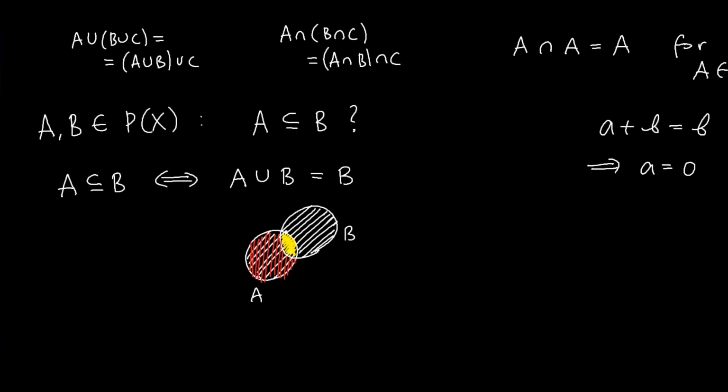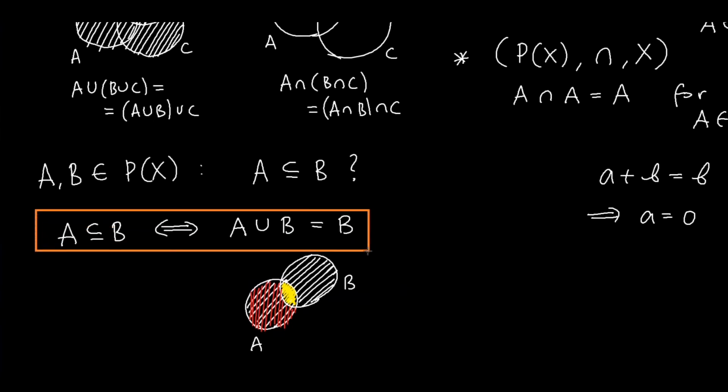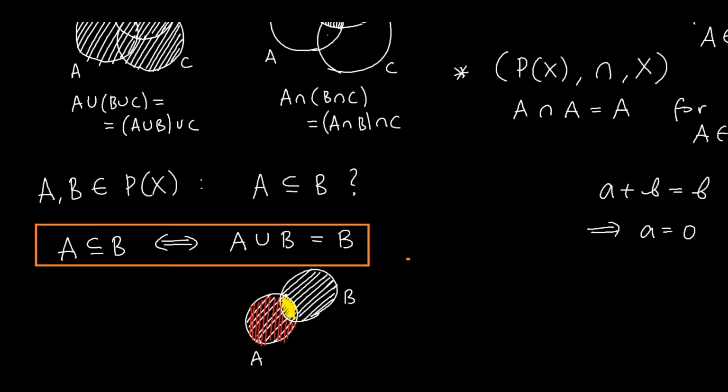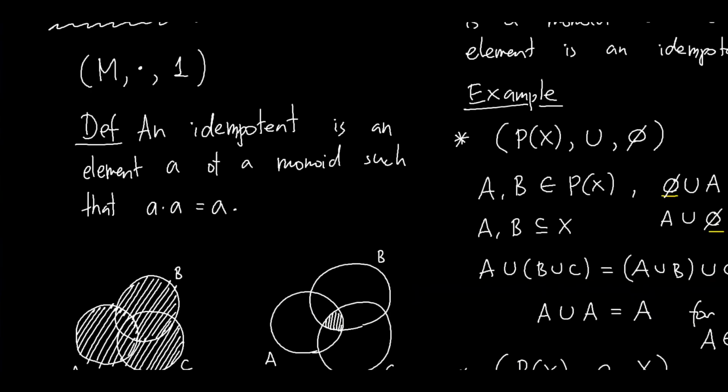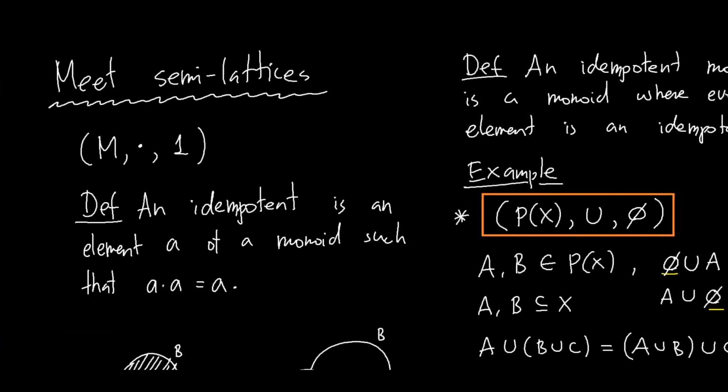Okay, but now what I would like to do is to generalize this idea. From the example we're looking at, which is this example right here, I want to generalize the idea to an arbitrary idempotent monoid and see what happens.